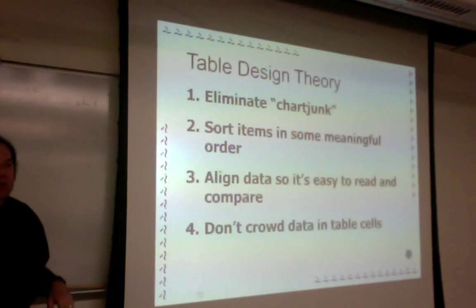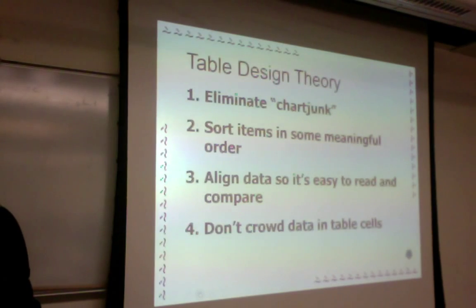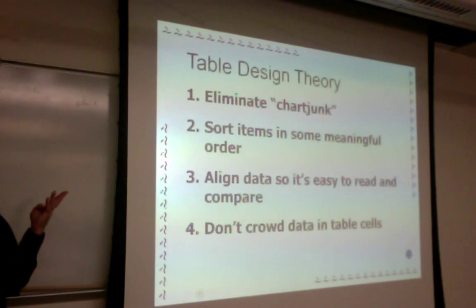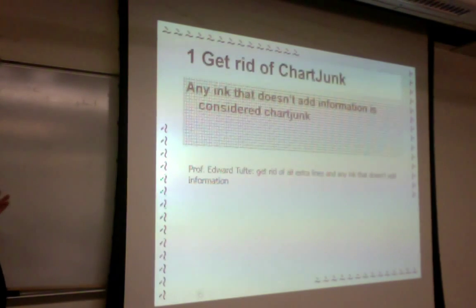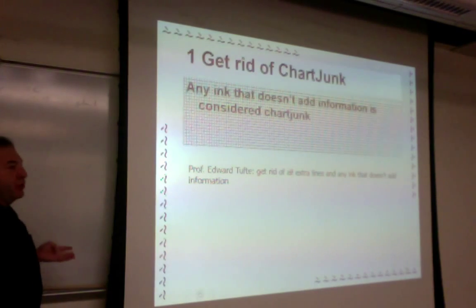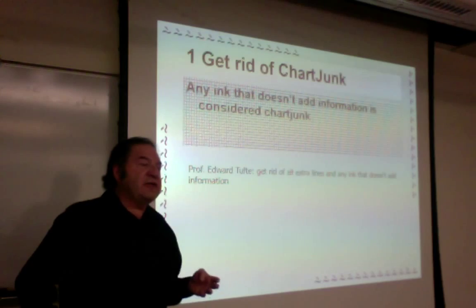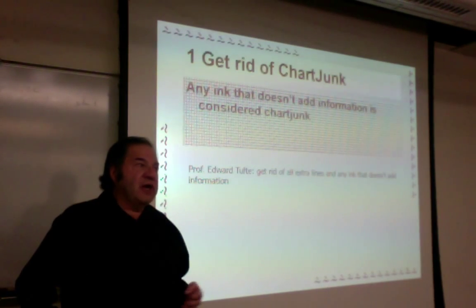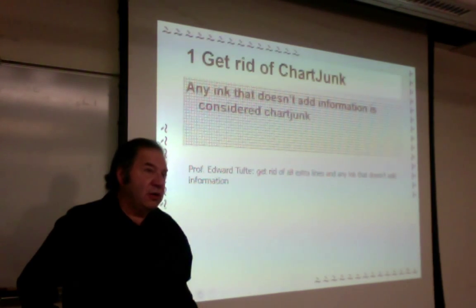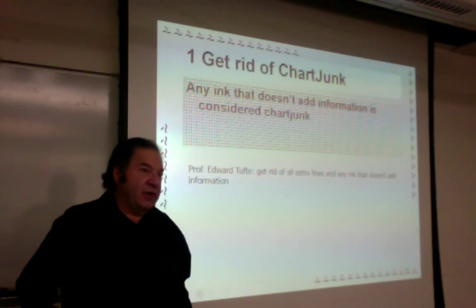All right, so let's talk a little bit about the theory of these things. And there are a lot of people who've written about tables and what they should be and shouldn't be. I'll take you through 4 of the most important. So the first rule that they give you is the idea of chart junk. And this is the idea that anything that's on a table or in a figure that doesn't add information, you should get rid of. It's chart junk.